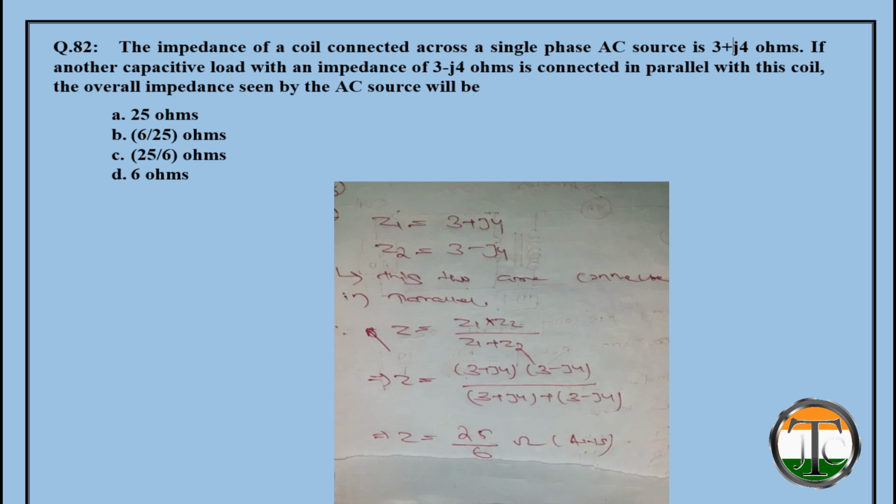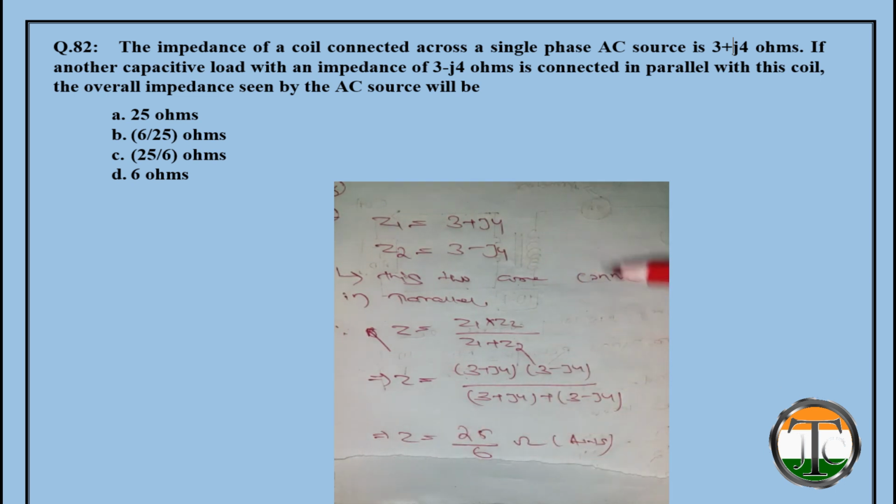So here the question says that two impedances are connected in parallel, and the first impedance Z1 value is 3 plus j4 ohm and Z2 is 3 minus j4 ohm. So here directly put the formula. What is the formula? Z is equal to Z1 into Z2 by Z1 plus Z2. Then put the values of Z1 and Z2, and then calculate the total impedance value. After the calculation, Z is equal to 25 by 6 ohm.